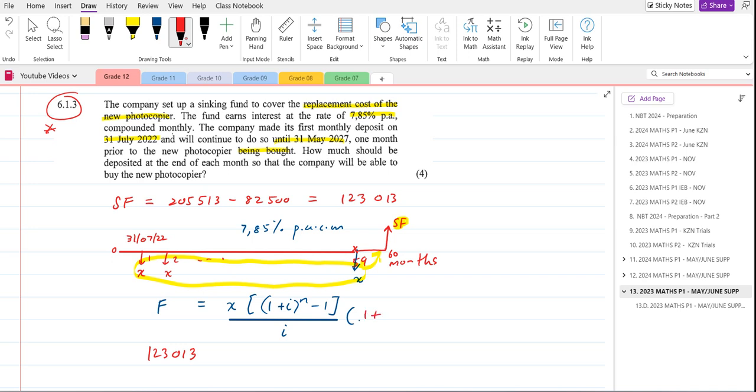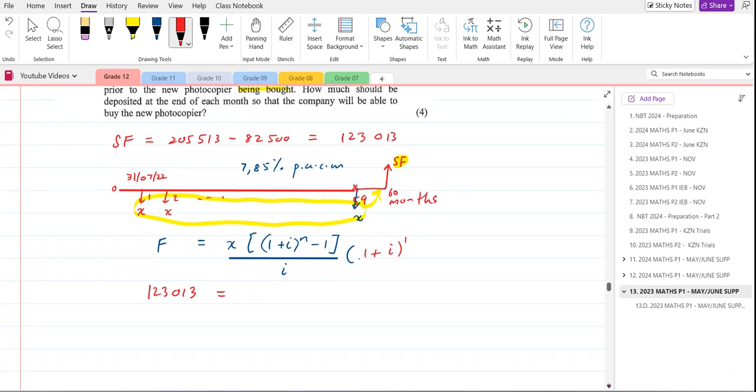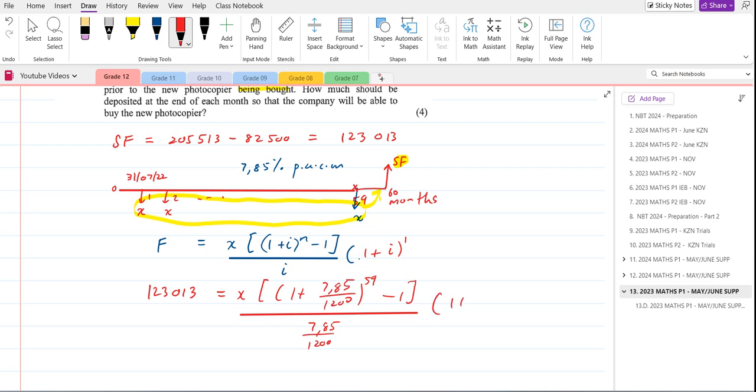So we're going to say 1 plus i to the power 1 because we have to accumulate this whole thing for another month. Anyways, we're going to calculate the X value like this. So your shortfall is 123,013, and we have basically X, which we're solving for, into 1 plus 7,85 over 1200 to the power 59 because there's one short payment, right? Minus 1 divided by 7,85 over 1200 into 1 plus 7,85 over 1200.